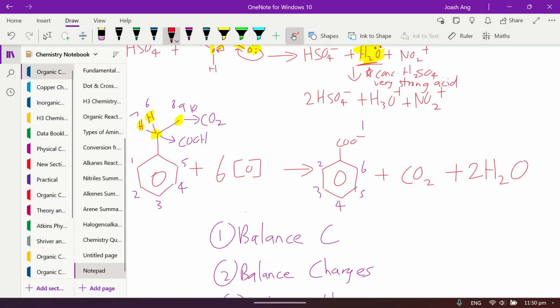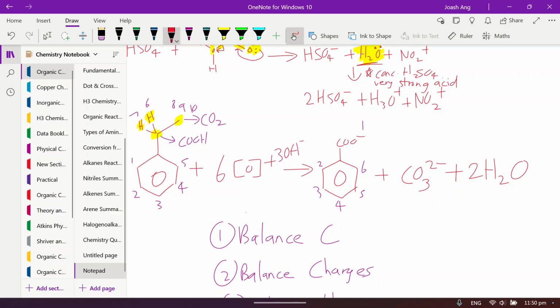Okay, and this carbon dioxide we will convert to a carbonate anion. So as you can see over here, the first step is actually done. We balanced the carbons already. There's 8 on the left, 8 on the right, but the charges are not balanced. So we will have to balance it with 3OH minus.